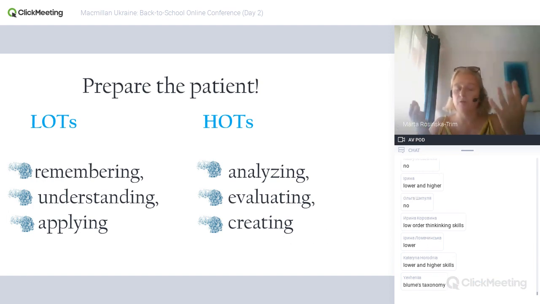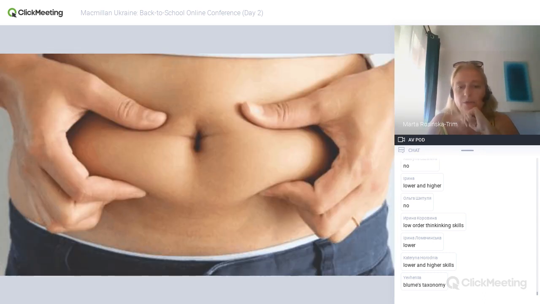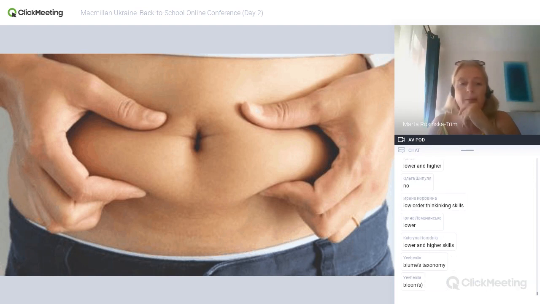Well, it depends on the level of your students. The higher they go in their education, the more HOTS are expected of them. This is not to say that LOTS is not important. This is equally important. But the higher the level, the more HOTS are expected of your students. So what do I do? I ask them to think about what questions are important to ask about vocabulary.